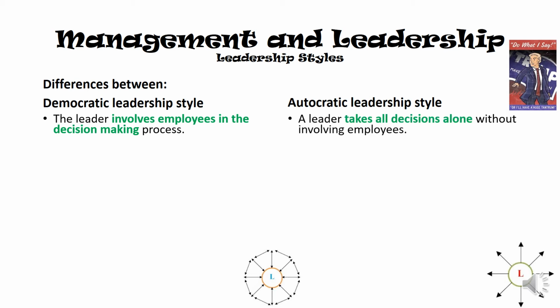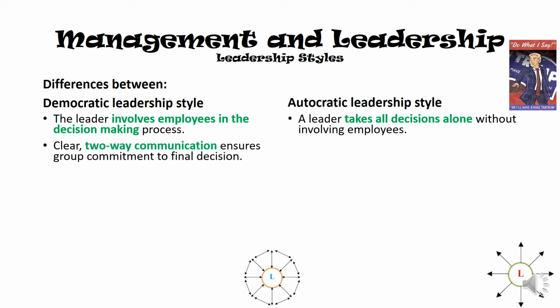In an autocratic leadership style, the leader obviously makes the decision by himself. There's no consultation with employees at all. The leader will take all the information that he has at his disposal, and he will make the decision by himself.